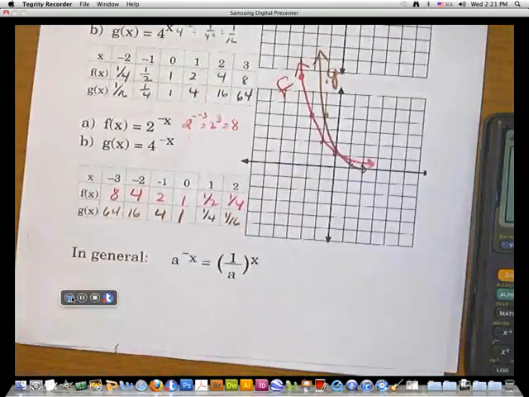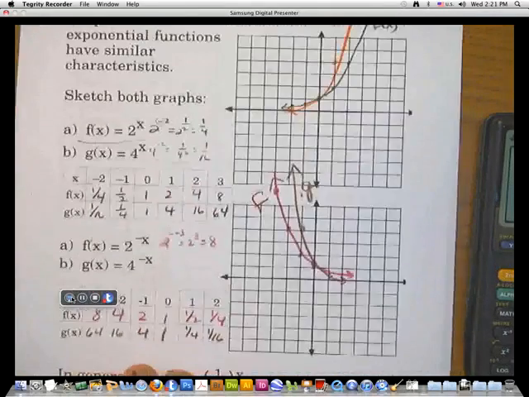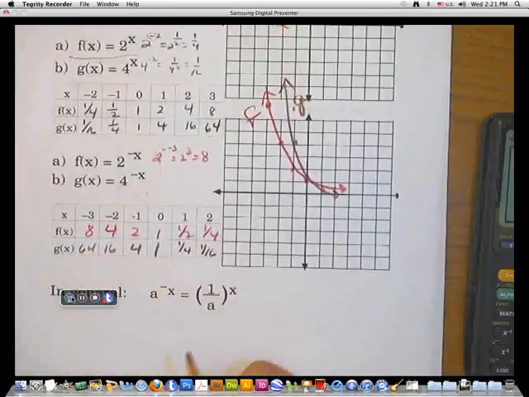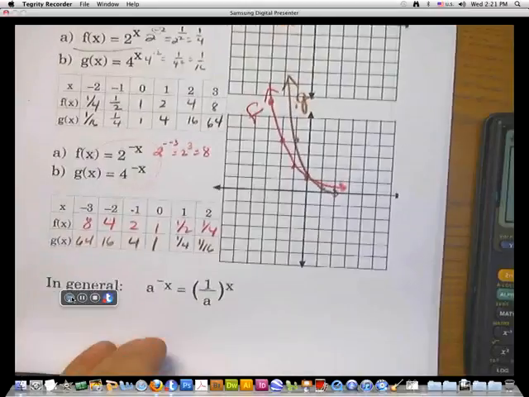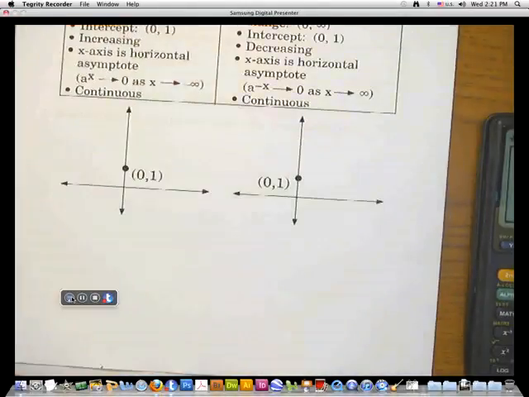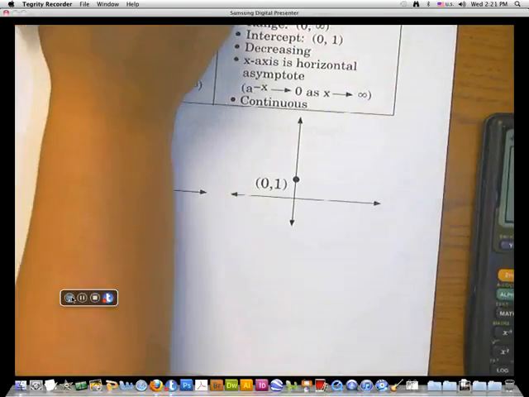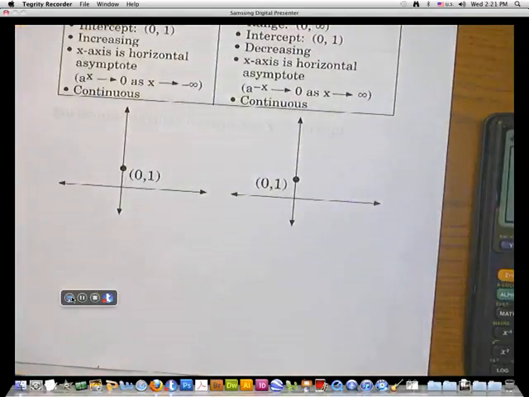So all that is showing you is how our graphs can increase and decrease based on whether we have negative x's and positive x's. And that's what this next page is talking about. Typical exponential functions have one y-intercept and one horizontal asymptote, generally the x-axis.